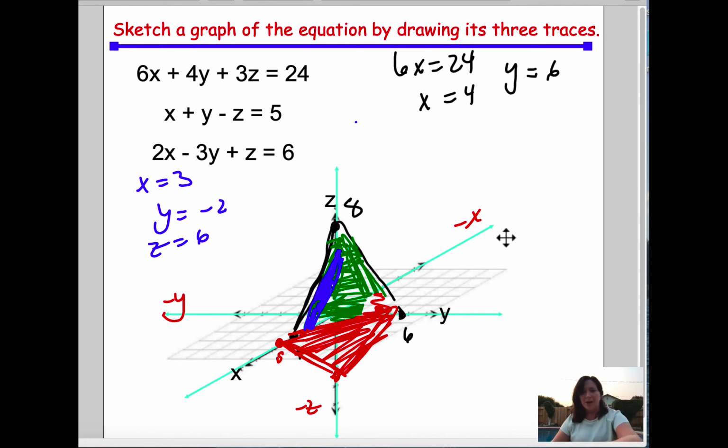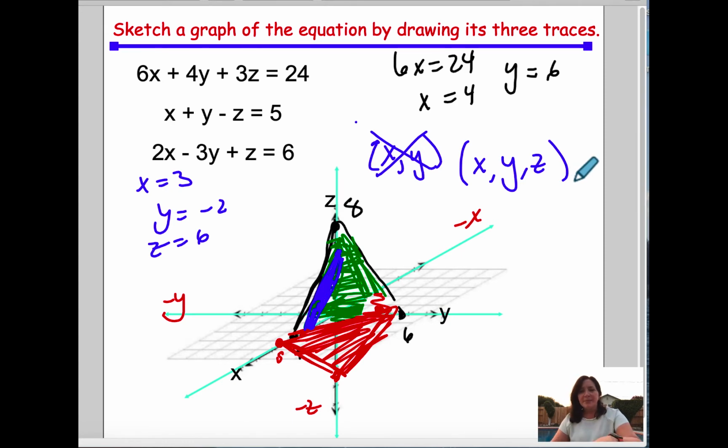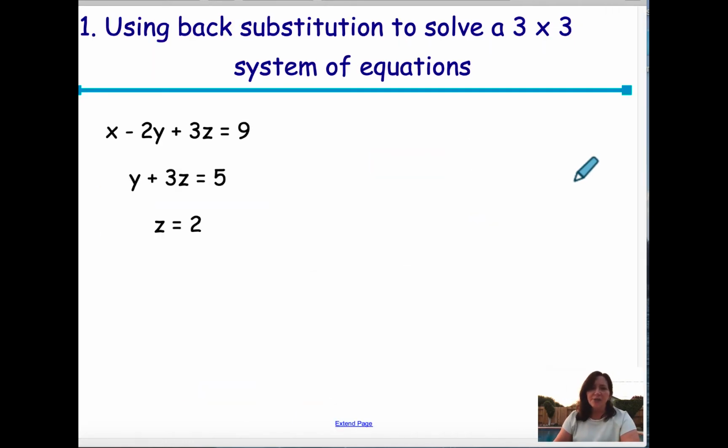And so let me show you how to do that, because this is just graphing the 3 traces on one plane and on one axis and trying to figure out where the intersection point is. And remember, when we had a 2 by 2, we were looking for the intersection point, which was x, y. However, for a 3 by 3, we're looking for the intersection point, which is x, y, z. All right, so we're going to start with back substitution, and this is solving a 3 by 3.